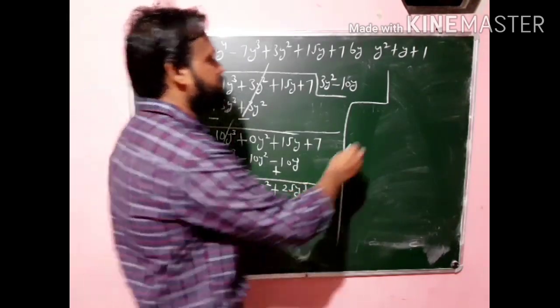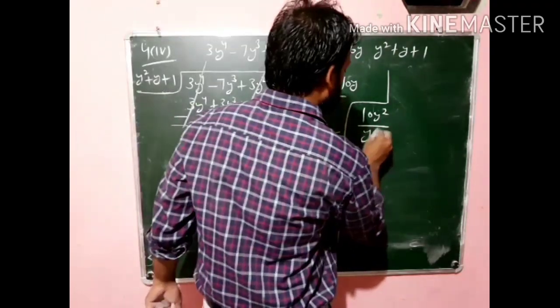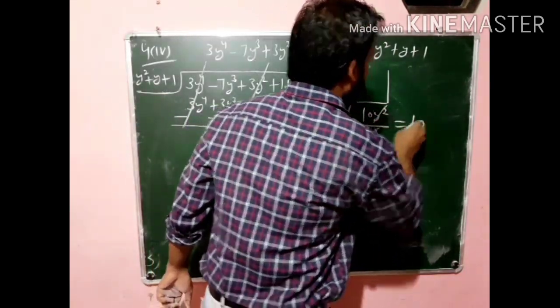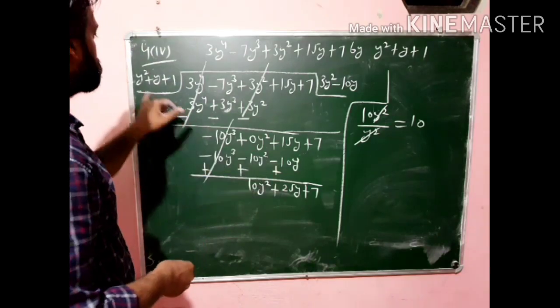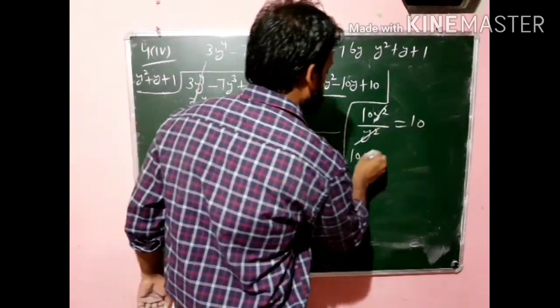Okay, now see, this is 10y square. Write down this 10y square and it is divided by this y square. So directly cancel this y square with y square. So we get 10. Write down this 10 here. This is of positive sign, so 10.